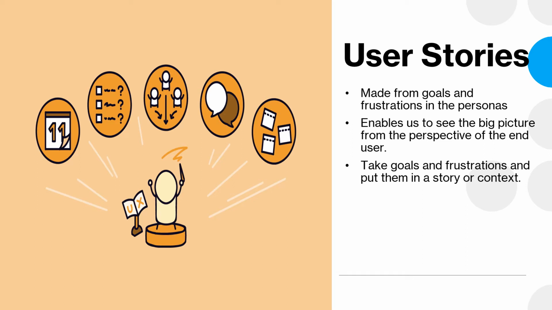So now that we've already designed our personas, we know that we need to include the user's goals, frustrations and motivations for using our app. We move on to user stories. What user stories are is basically when you try to put the goals and the frustrations of the user into a context. So you take the goals and the frustrations that you defined in the personas, and then you put that into a context, and then that becomes a user story.